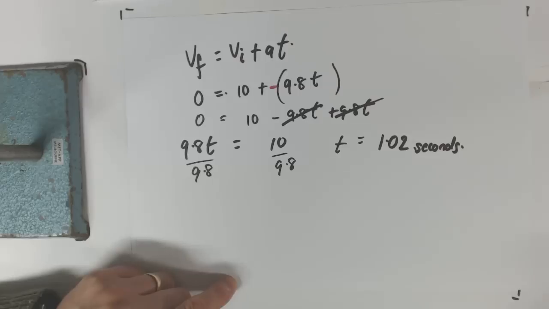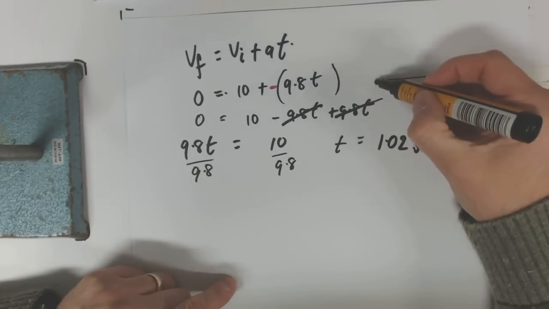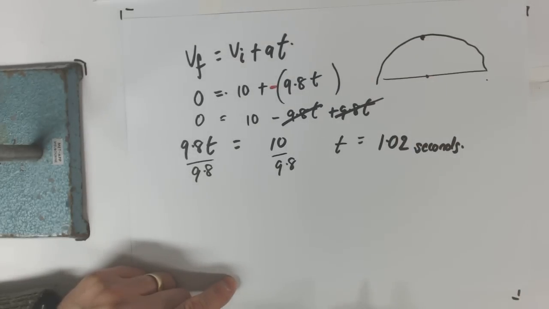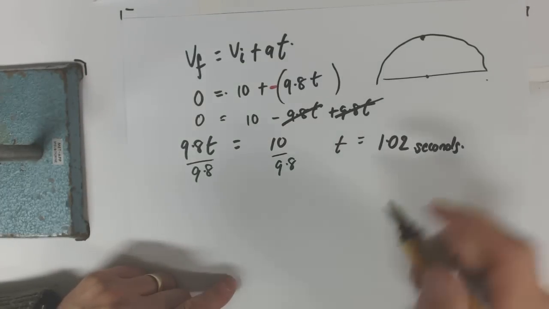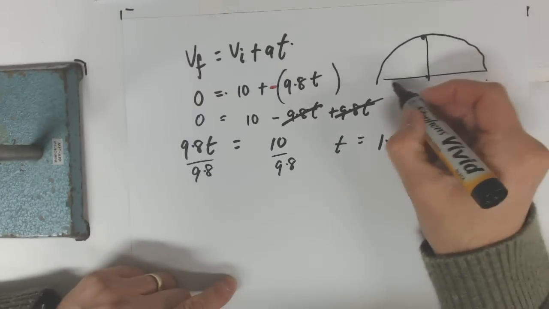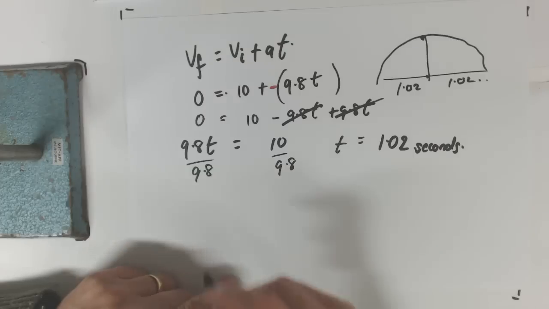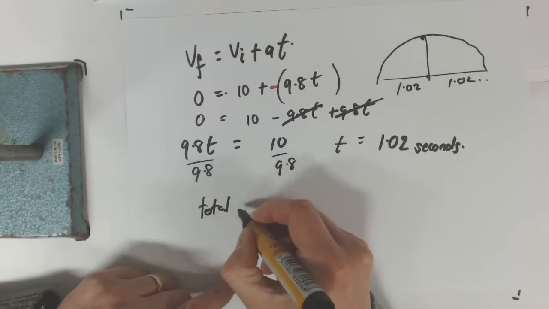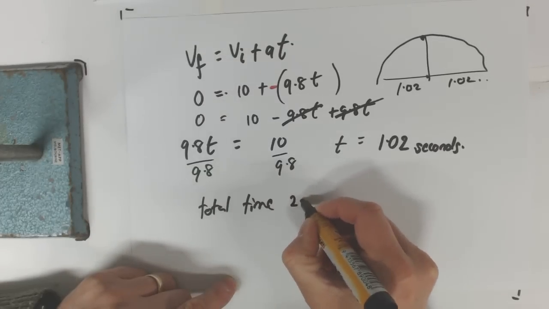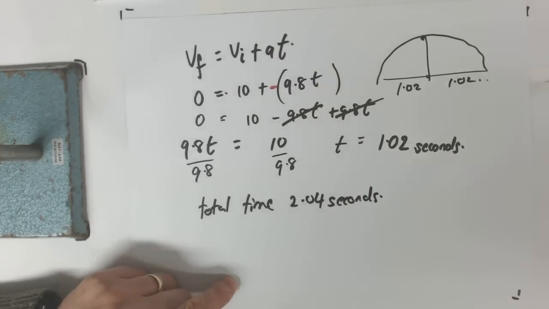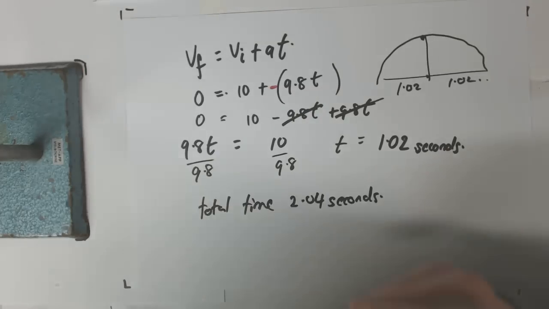1.02 is the time. But remember, this is the time just to get to the top. That was the time to get to the top, because that's when Vf equals 0. So based on that, we know that that's 1.02. So the total time of flight is twice that, 2.04 seconds. Now we've got the total time of flight.